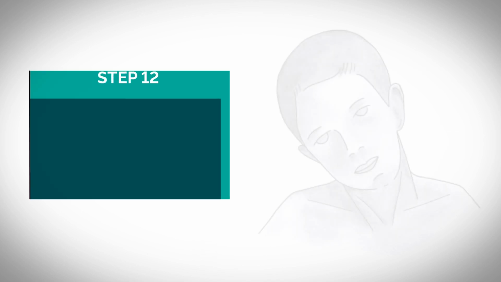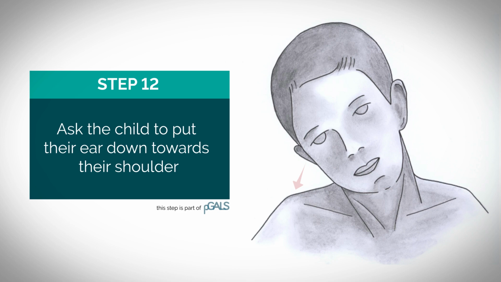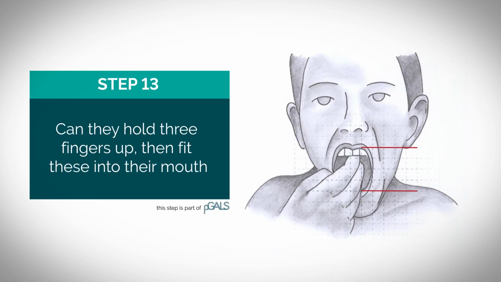Ask the child to tip their ear towards their shoulder in both directions and look for any pain or reduced range of movement. Ask the child to place 3 of their own fingers in a stacked position into their mouth and look for any restriction in the TMJ opening.